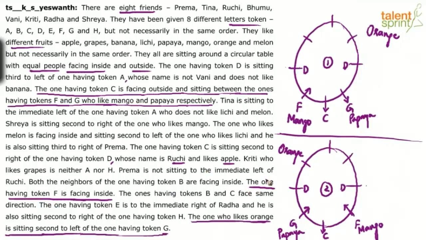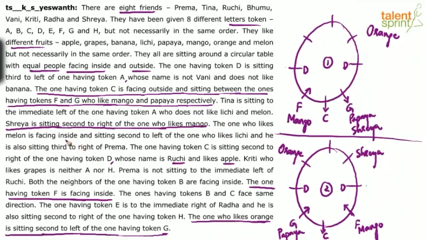So now, after marking F's direction, I think this point can be used. Shreya is sitting second to the right of the one who likes mango. Now, this person likes mango, second to the right. Right will be anti-clockwise, because he is facing center. So first and second, this should be Shreya. According to case 2, this person likes mango, and Shreya is second to the right of this person. Since he is facing center, right is anti-clockwise, and second to right, first and second, this would be Shreya. So Shreya is sitting second to the right of the one who likes mango.